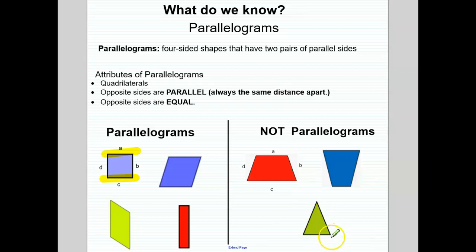You're exactly right. A triangle is not a parallelogram because a triangle doesn't have any pairs of parallel sides and it's not a four-sided figure. A triangle is a three-sided figure and it doesn't have opposite sides that are parallel. So we know that parallelograms have two pairs of parallel sides, and these shapes that are not parallelograms, they don't have two pairs of parallel sides.